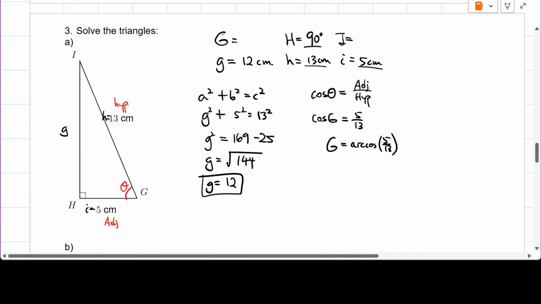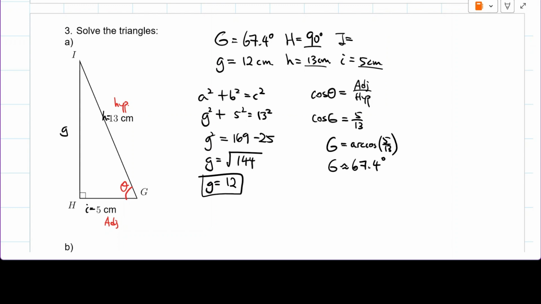So let's use the calculator to find the arc cos of 5 over 13, being mindful of the mode to be degrees. Arc cos of 5 over 13 is approximately G equals 67.4 degrees. So that's another angle that I found. And the 67.4 degrees sounds about right. Looking at the size of the angle G, it's definitely greater than 45 degrees, so it makes sense.